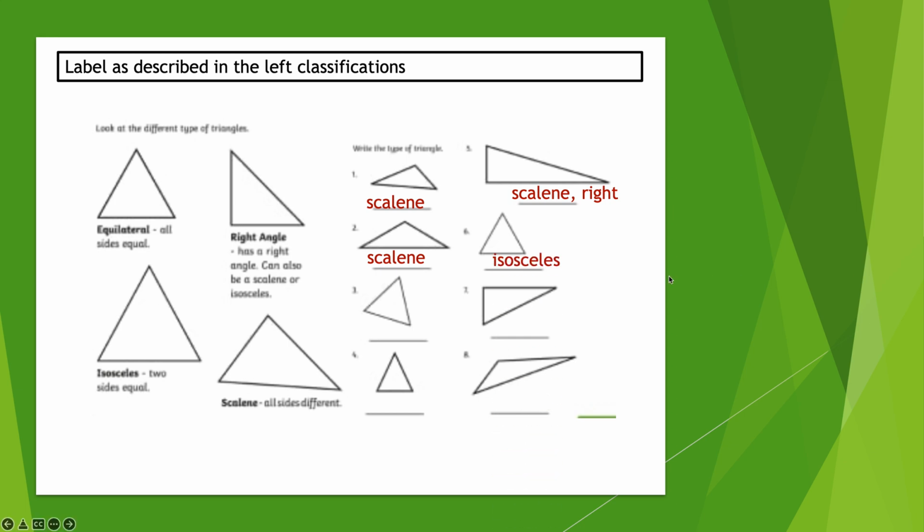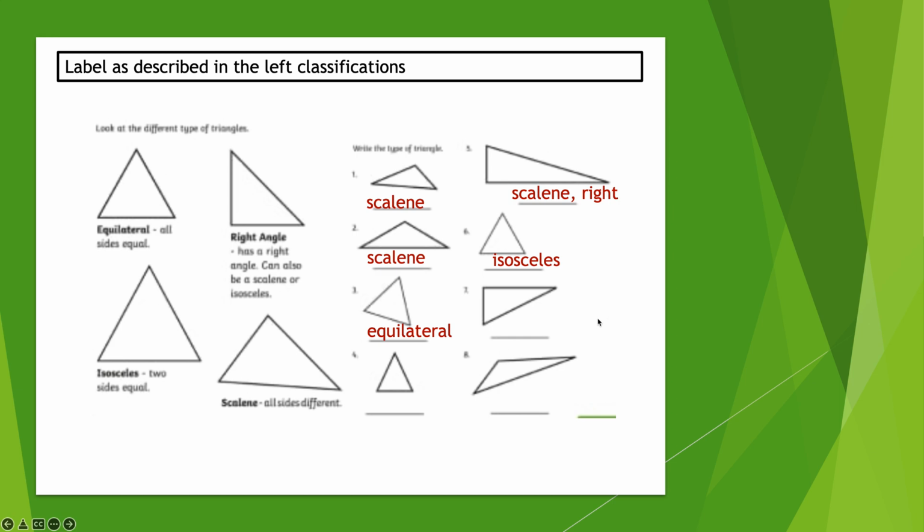Number six, we have isosceles. You can see that the two sides pointing up, we call those legs because in an isosceles triangle, the legs are equal. Those two sides pointing up, these guys right here, they're the same length. What about number three? Well, that would be equilateral because they're all the same.